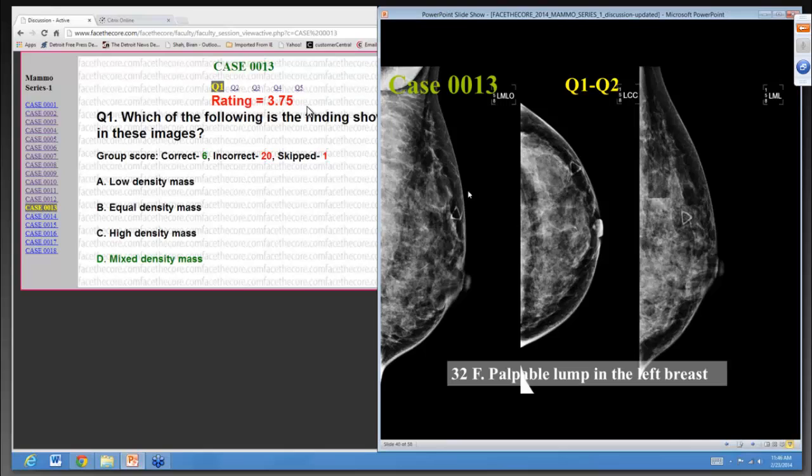this fat density or low density mass in the upper and outer quadrant, almost middle to posterior depth. But what nails this case for a diagnosis is this ML view where we see a fat fluid level to this mass. So this is a mixed density mass, and that's the correct answer. There's a differential diagnosis for mixed density masses. But whenever you see a fat fluid level like this in an extremely dense breast, this is a galactocele.